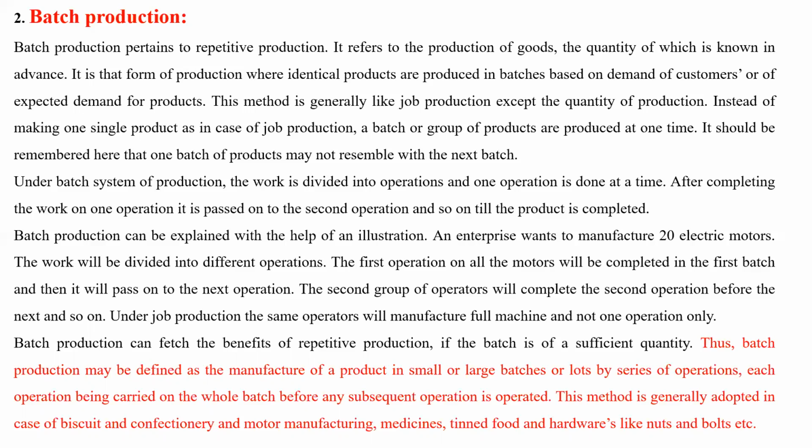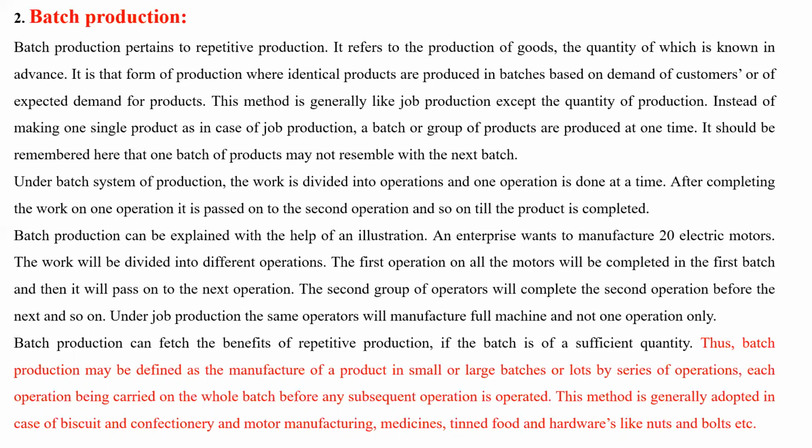So batch production pertains to repetitive production. It refers to the production of goods, the quantity of which is known in advance. In job production, once we get the job, we produce it, but in batch production a batch will be made. Once the batch is over, a new requirement will come from the customer, and according to that it will continue. In advance, we will know this.